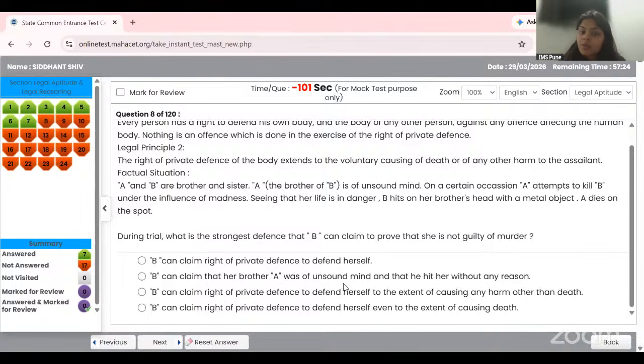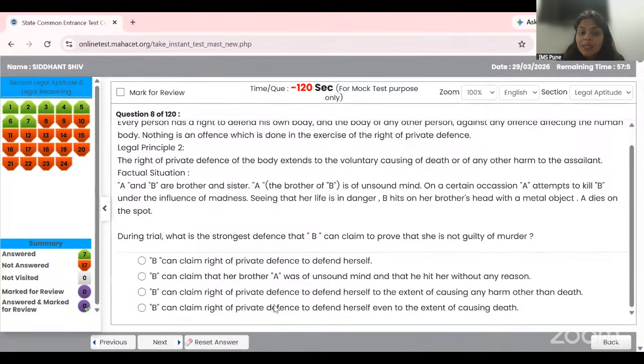We can claim that her brother was of unsound mind and that he hit her without any reason. Fair. The other person hit me without any reason. But what is my defense here? That part is mentioning that I did it to save myself. I did it to defend myself. That part is not given here. So B is not our option.